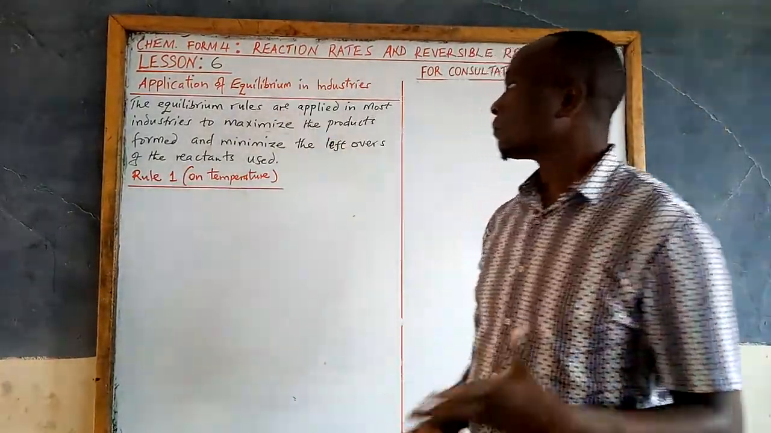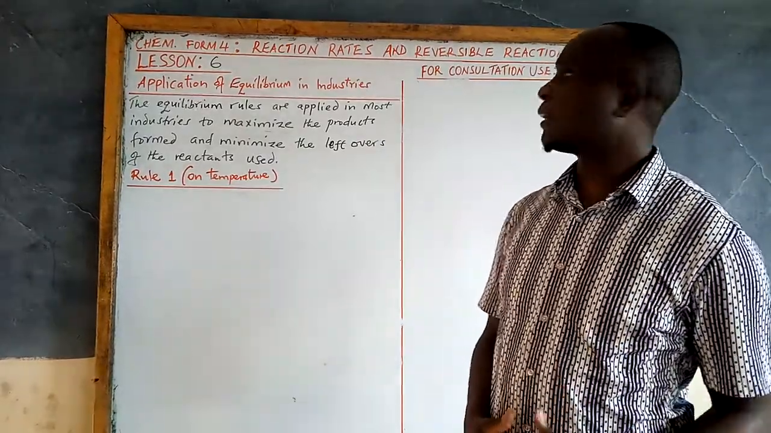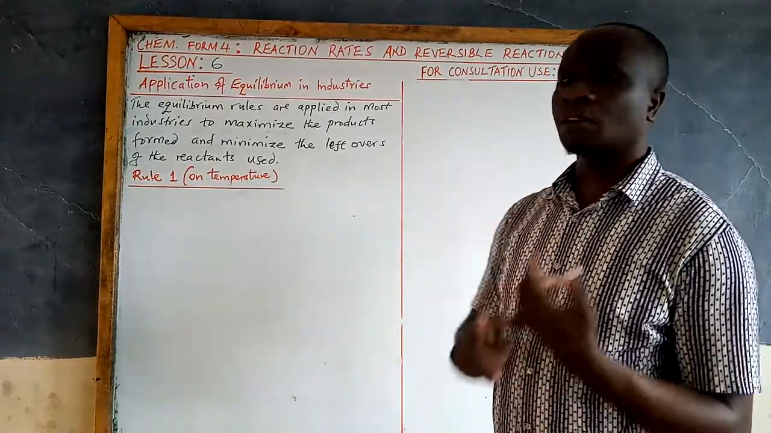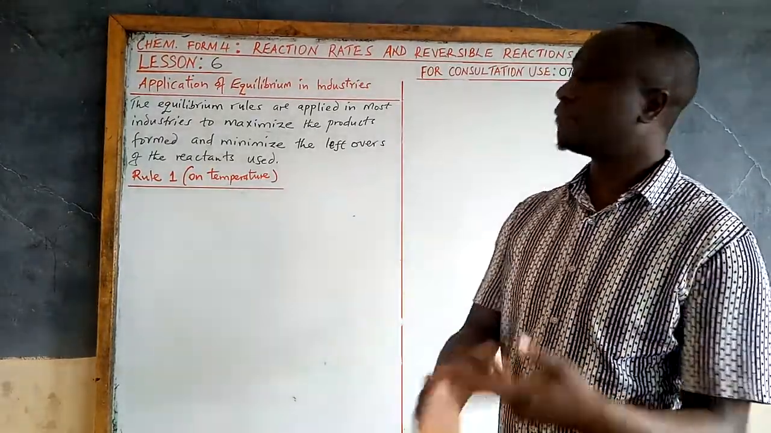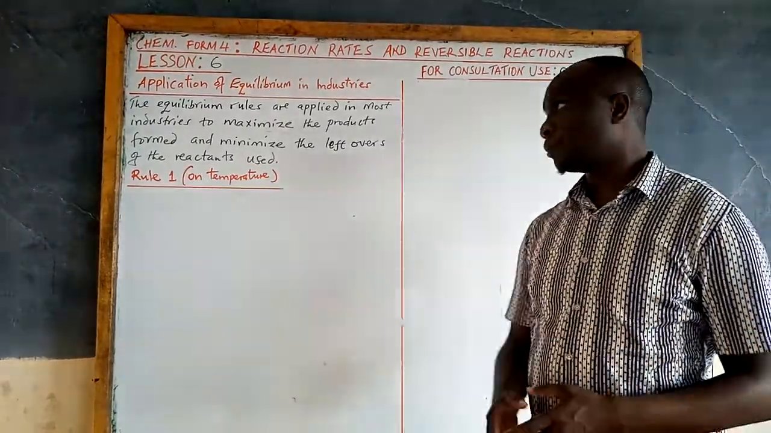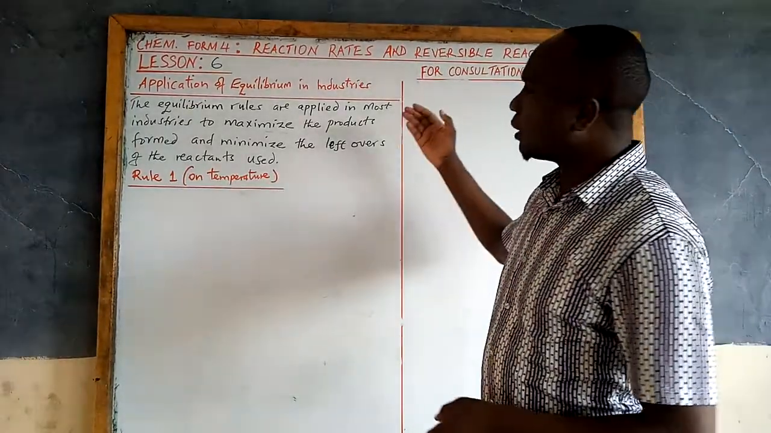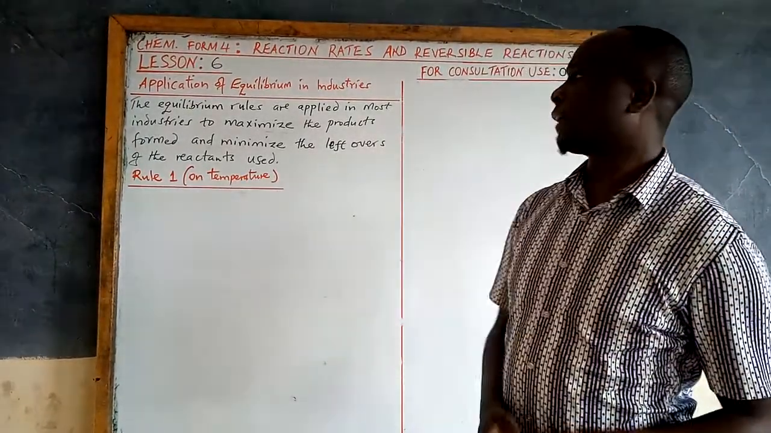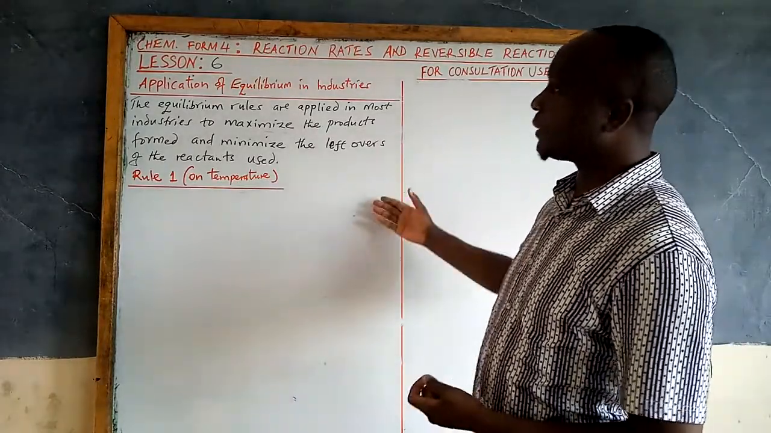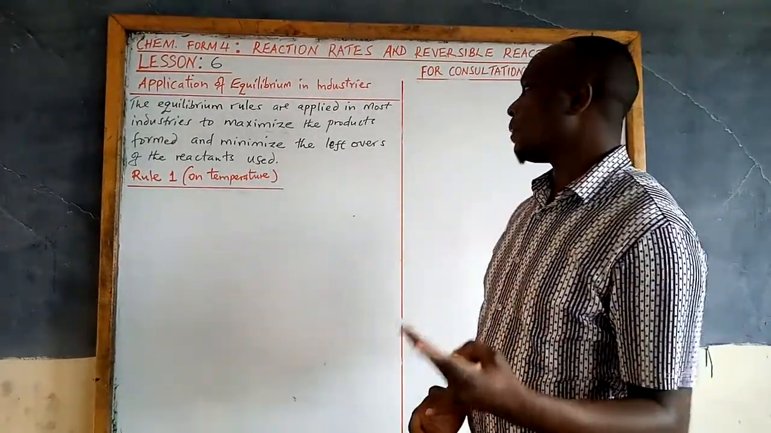So in this lesson, we are going to discuss application of the equilibrium rules, those factors that affect the equilibrium, which we had: the concentration, temperature, pressure, and even catalyst. How are they applied in industries, in the production of goods? In last lesson 5, we discussed those factors, how they affect the position of the equilibrium. Now, the application.